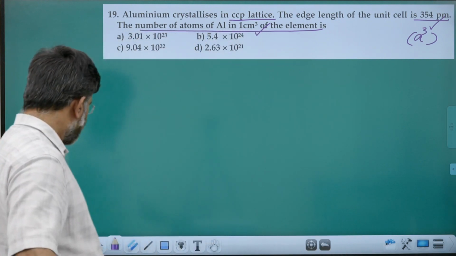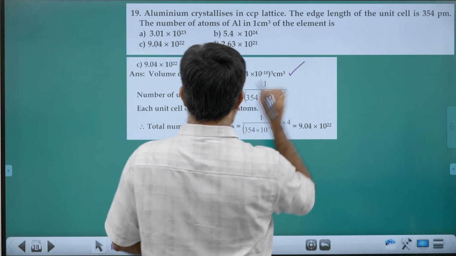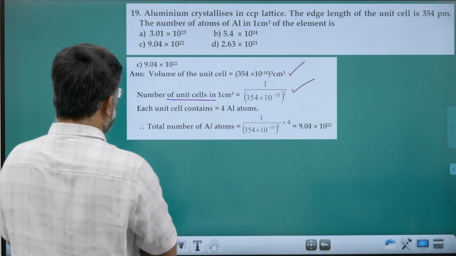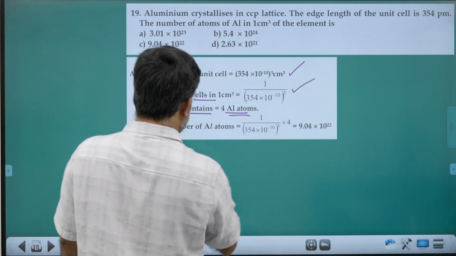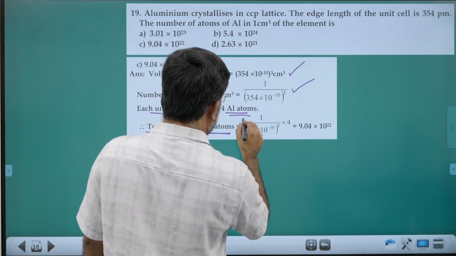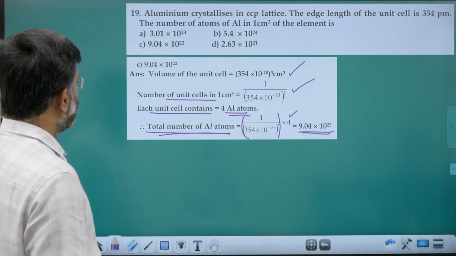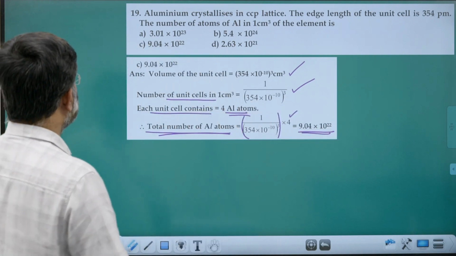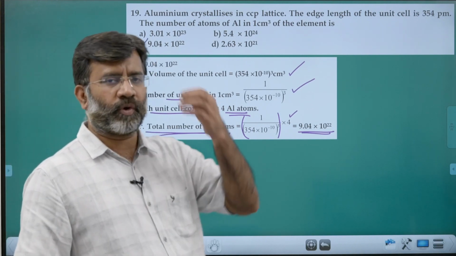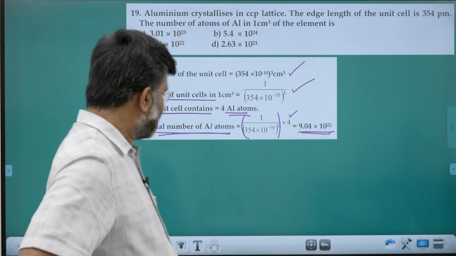So the volume of one unit cell you can calculate, and the number of unit cells in 1 centimeter cube you can calculate. Each unit cell contains 4 aluminium atoms. Therefore, the total number of aluminium atoms is the number of unit cells into 4. Check whether you get that or not. Option C, some 9 something into 10 power 22. Is it clear? Next question.